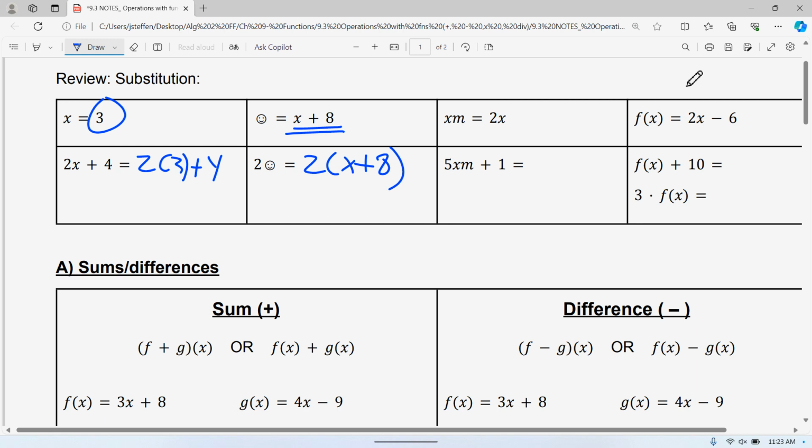it doesn't change anything. Now, the next one, even if we have xm like this, that's fine. If you ever see xm, I can put in the 2x. This would be 5 times 2x plus 1.